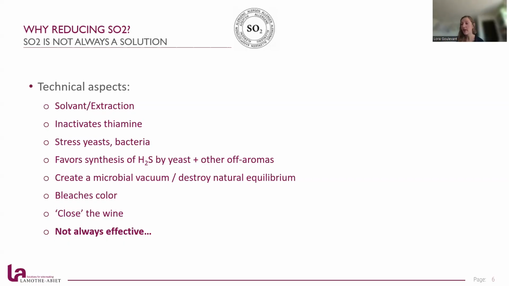Adding sulfites on grapes or on must can create a microbial vacuum for a certain time. Then it destroys the natural balance, but then some other microorganisms can come back and be in major population and impact the wine. It does bleach the color for lower phenolic red varieties, for example, or other types of wine. It can impact the color, and in general, it can close the wine. Usually, if you compare a wine with low or no SO2 to a wine with a high dose of SO2, usually the aromas are more muted. The wine is less expressive, less fruity.